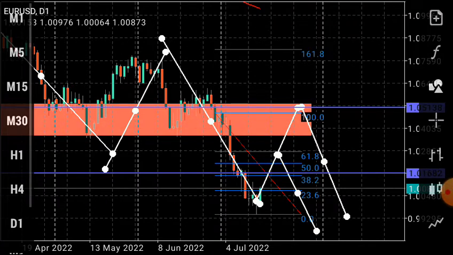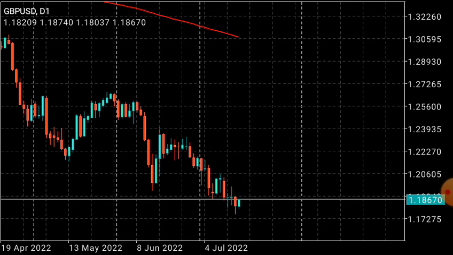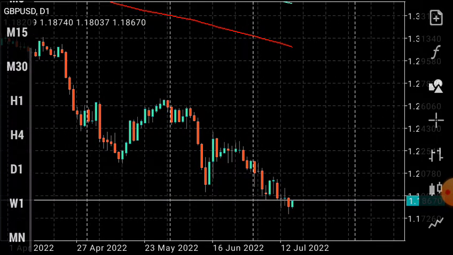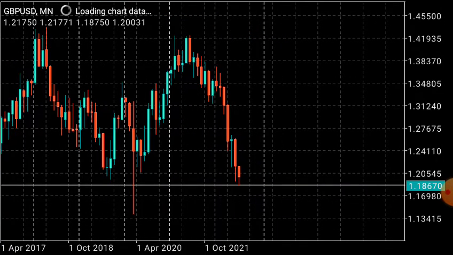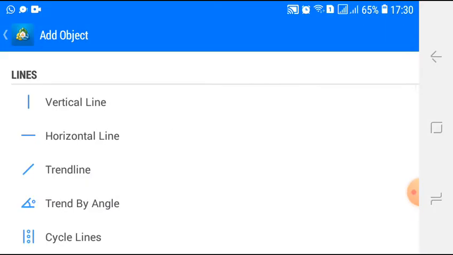Let me jump onto another pair. The pound dollar. Same procedure, guys. We start to analyze the market from the monthly time frame to the smaller time frames, which is the top down, bottom up strategy that I use.